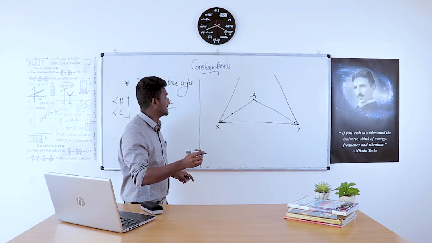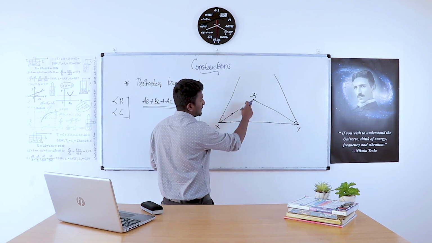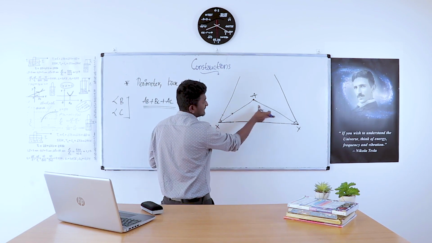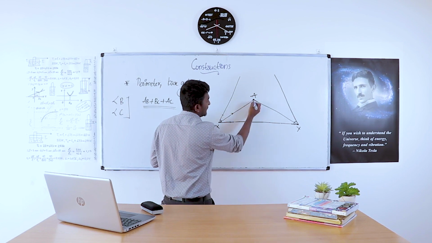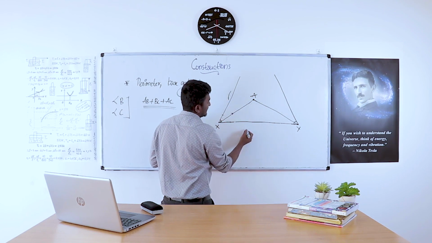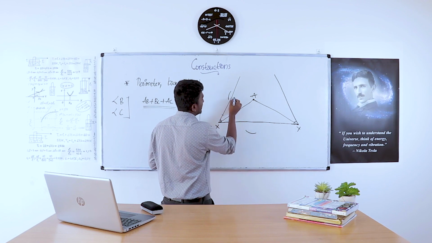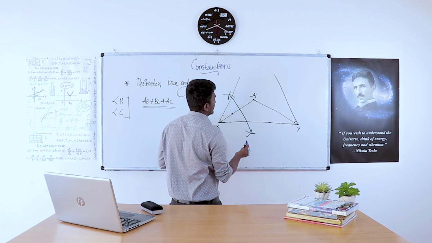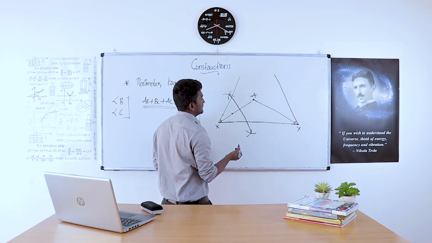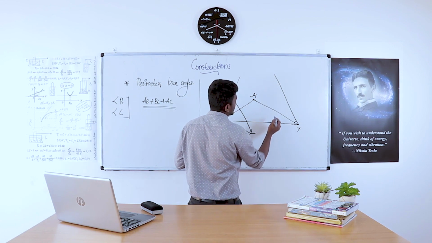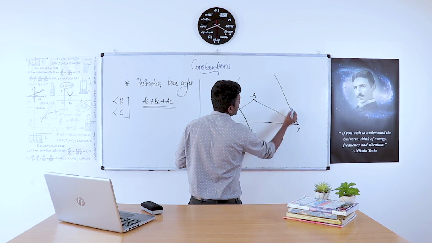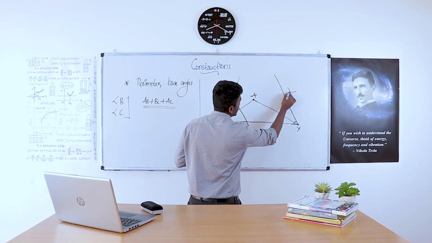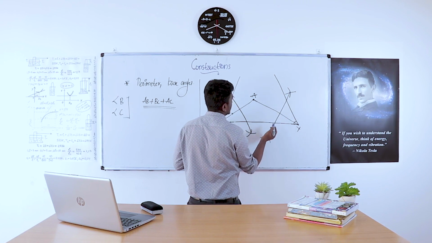The next step is to draw the perpendicular bisector of this line segment and this line segment. For drawing a perpendicular bisector, put your compass, taking more than half the length, and draw arcs. Clear? For this line also, draw the perpendicular bisector: put your compass here and draw arcs. This is the perpendicular bisector.